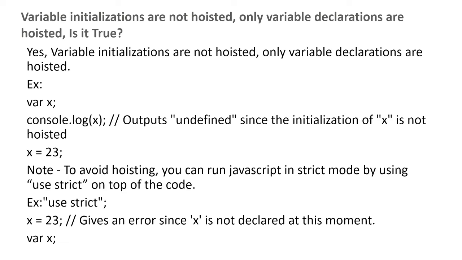So remember, to avoid hoisting, you can run JavaScript in strict mode by using "use strict" on top of the code. See the example: "use strict", x = 23, var x gives an error since x is not declared at this moment.